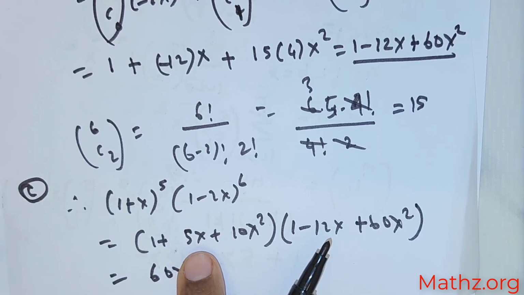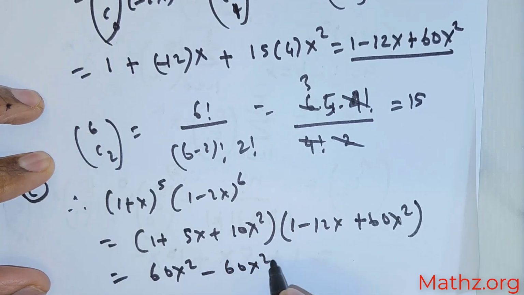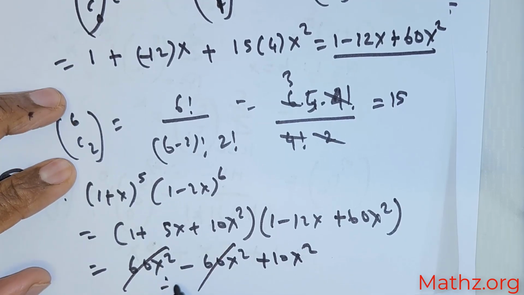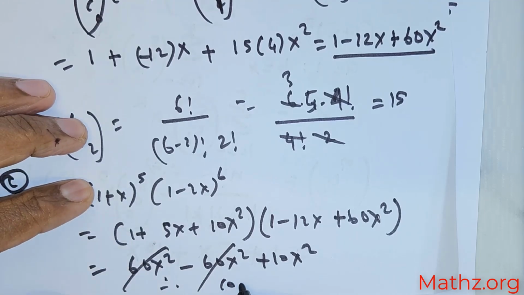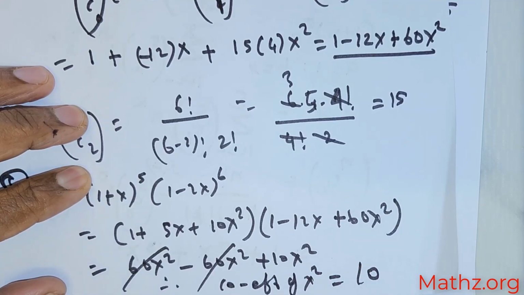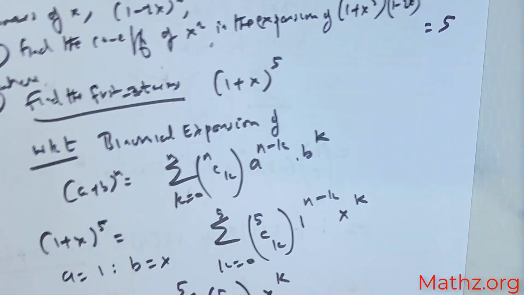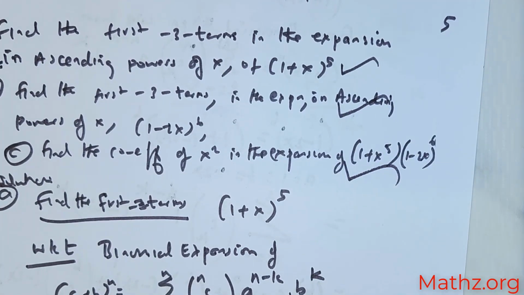Now similarly 5x into -12x is also giving me -60x squared. So they get neutralized, and you have 10x squared times 1, so positive 10x squared. So these two get cancelled. So therefore the coefficient of x squared is nothing but 10. So that is part C. So we have answered part A, part B and part C. Thank you. We move on to the next question.